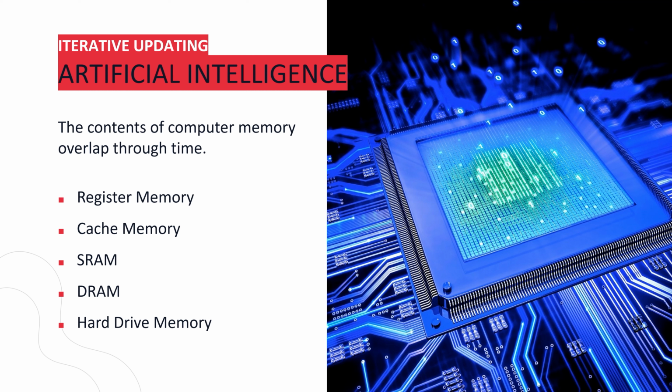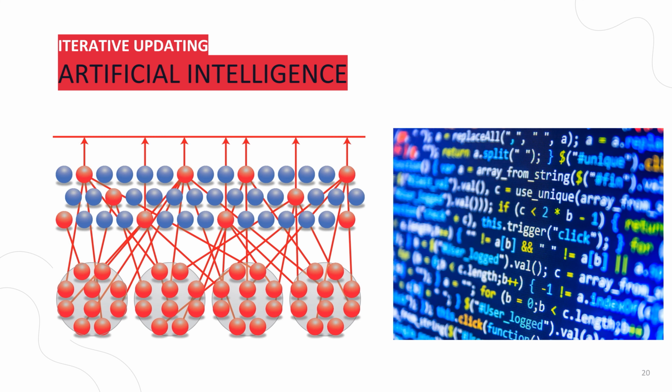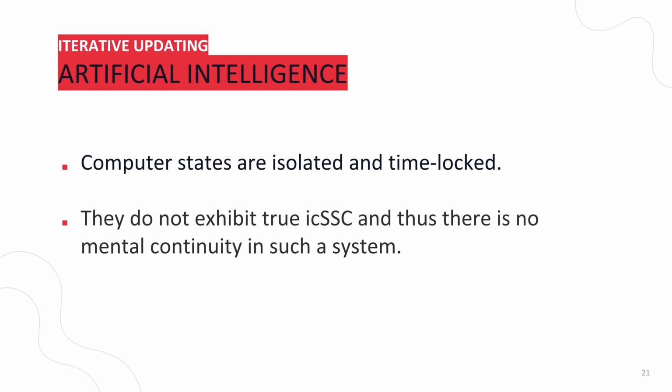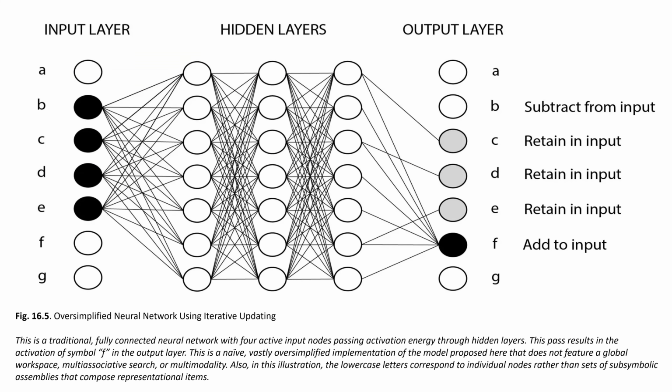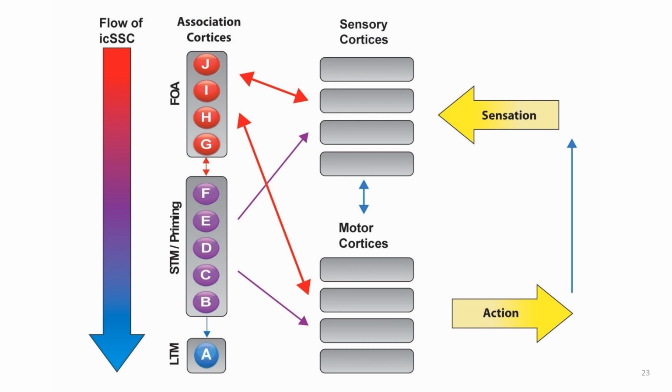In other words, the memories held in RAM are coactive but not co-spreading, meaning they don't do this. The red ensembles here on the left are coactive and co-spreading. By this I mean that they pool their activation energy to perform a search. This just doesn't happen in computer memory. Computer states are isolated and time-locked. They do not exhibit true ICSSC, and thus there's no mental continuity in such a system. Even in contemporary artificial neural networks, such as recurrent networks or transformers, ICSSC and multi-associative search are not harnessed for information processing. Computers don't do this.